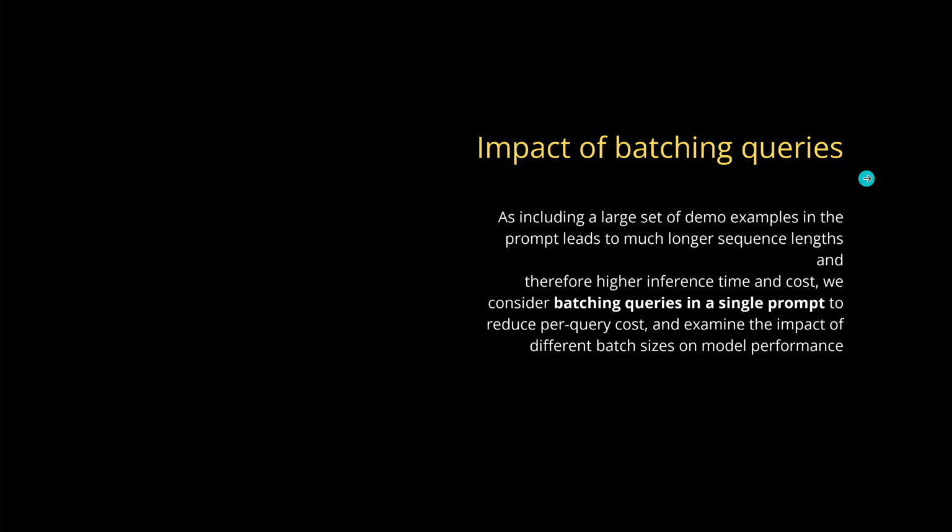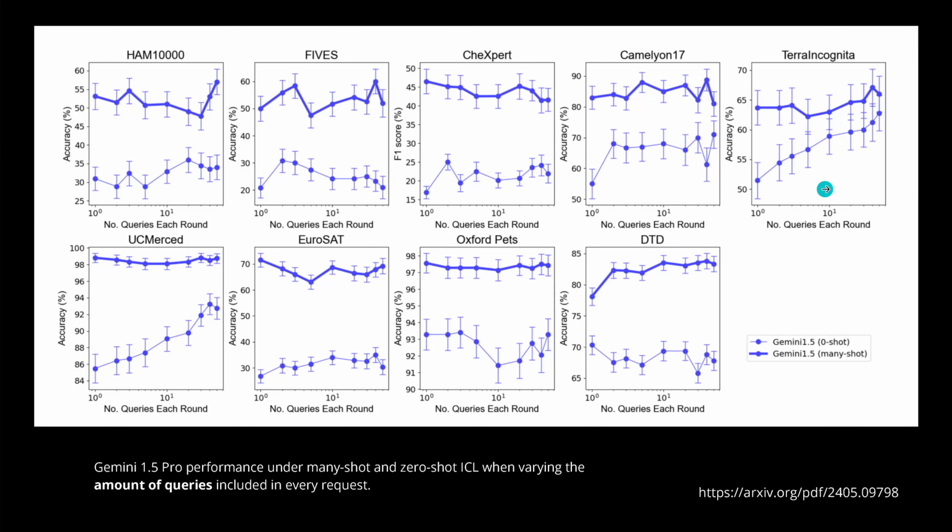So now this is a little bit more complex. Let's start. We have a large set of demo examples in our in-context learning prompt, which leads to a much longer sequence length, 1 million plus, and therefore higher inference time and costs. But if we consider batching the queries together in a single prompt to reduce the per-query cost, and examine the impact of different batch sizes on the model performance, does this help us? Does this work? Is this possible to implement?